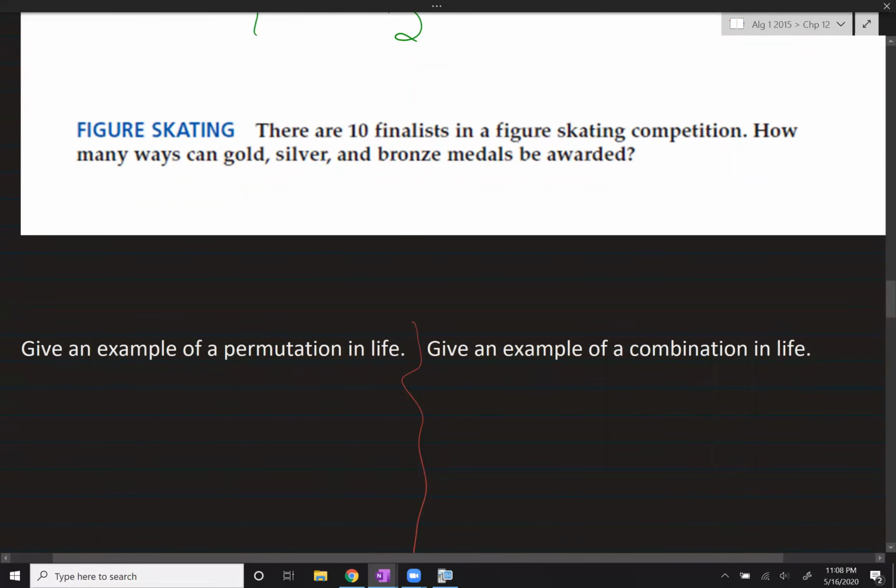There are 10 finalists in the figure skating competition. How many ways can gold, silver, bronze? That's first, second, and third. Remember, that was our idea in the beginning. So if you're going to give out some placements, that must be a permutation.